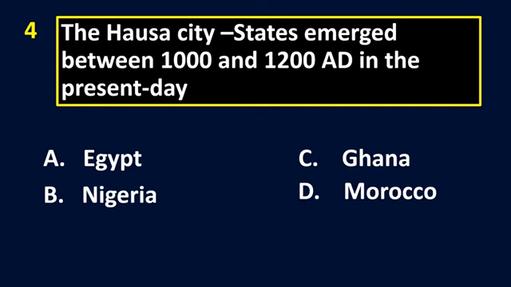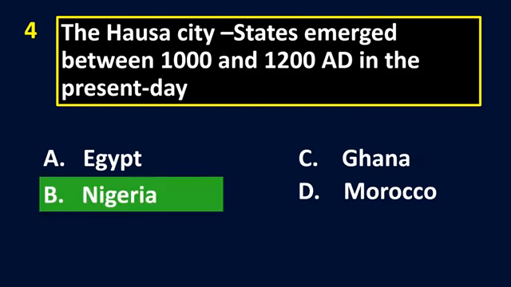4. The Hausa city-states emerged between 1000 and 1200 AD in present-day A. Egypt, B. Nigeria, C. Ghana, D. Morocco. The answer is B. Nigeria.